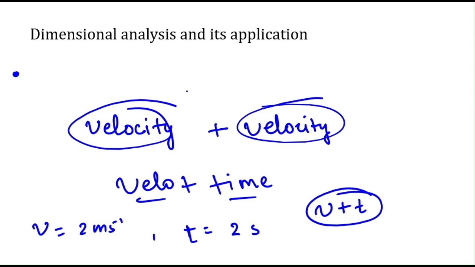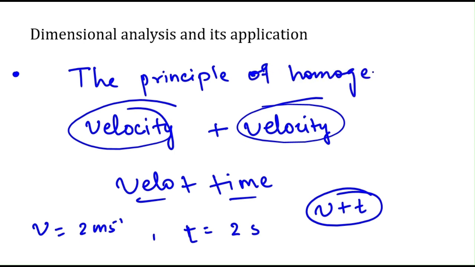Now, time can be added with time only. You can't add time with velocity. This is what it means that same dimension quantities can be added or subtracted. This is one thing, and we call it the principle of homogeneity of dimensions. So the first thing is the principle of homogeneity of dimensions.